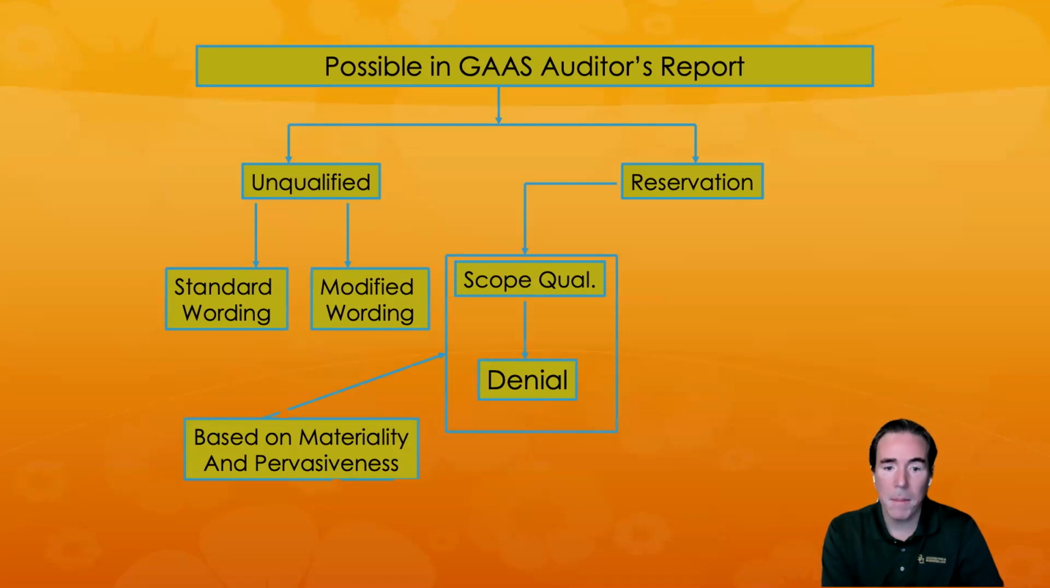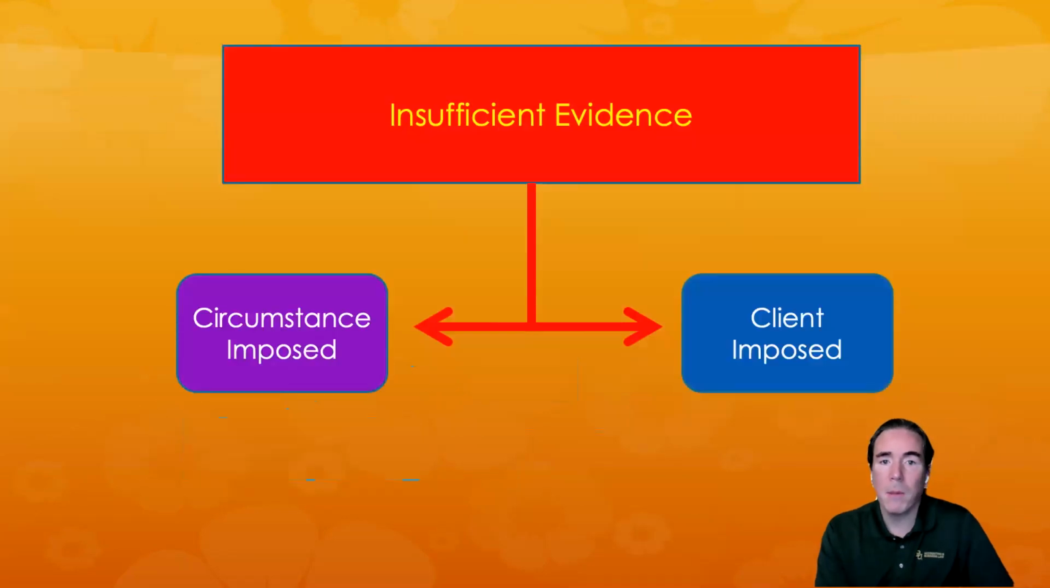And so the first type is a scope qualification. That means we have insufficient evidence. And so a lot of this depends on why we have insufficient evidence. Sometimes it's circumstance imposed. So for example, a hurricane hits at fiscal year end, destroys a warehouse, and we can't verify what the year-ending inventory was. The client's not trying to hide the evidence from us. An executive passes away. There's turnover in leadership and we can't verify things. These are not choices by the client. And so in which case we'd be more likely to qualify, i.e. issue an opinion, but put qualifications and limitations on our opinion.